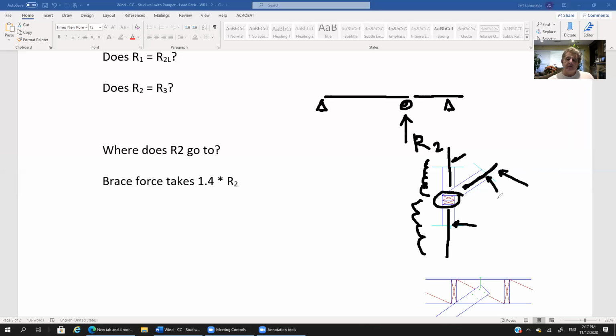So that brace, we need to determine by calculation, by the forces that go into that brace, how frequently we're going to space that brace, whether we're putting braces at, I don't know, 4 feet on center, 6 feet on center, 8 feet on center, that needs to be determined.